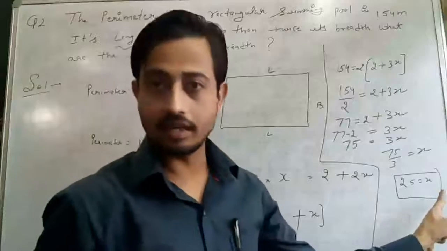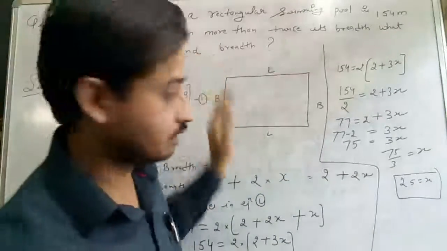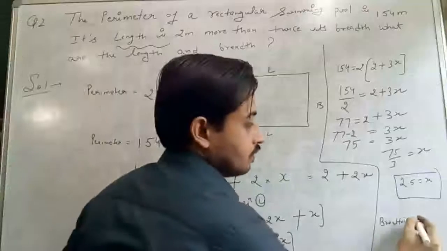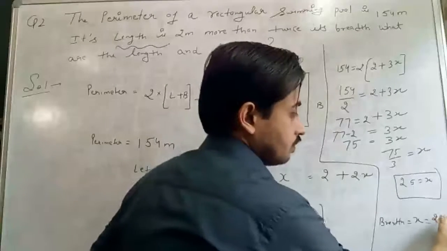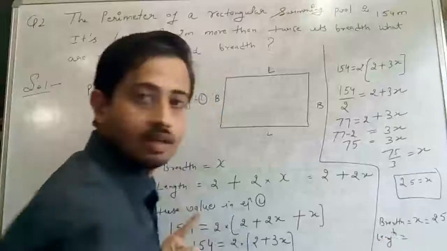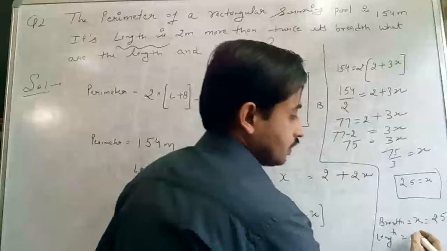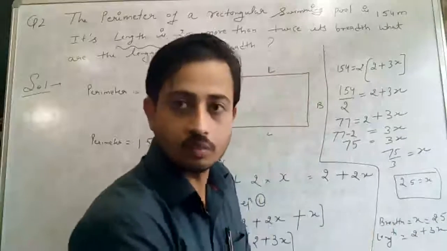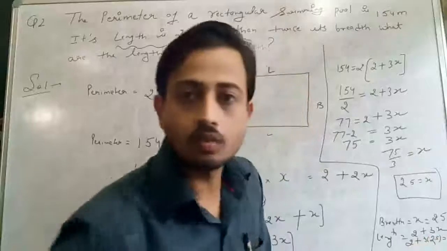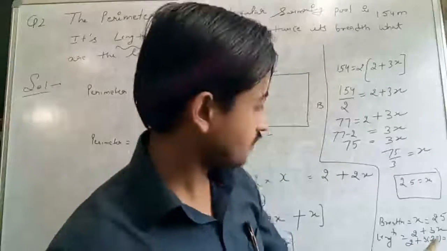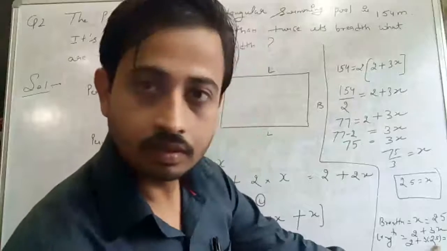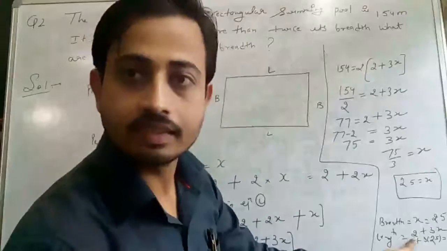So we get the value of x, and we have to calculate the length and the breadth. Now we know breadth is x, and we get the value of x is 25. Now we have to calculate length. Length is 2 plus 3x. Now substitute these values. 2 plus 3 into 25. What will you get? 25 into 3, 75. 75 plus 2. Oh, sorry. 3 into 25, 75 plus 2, 77.